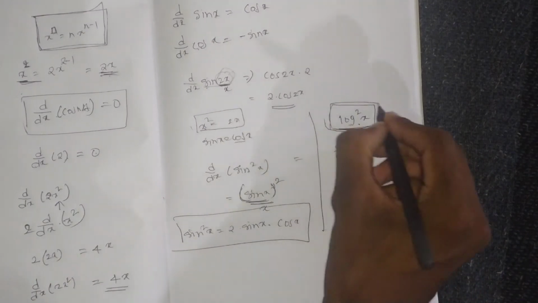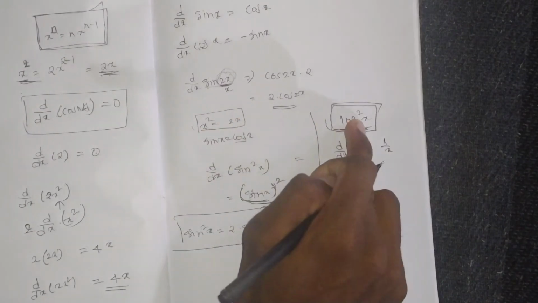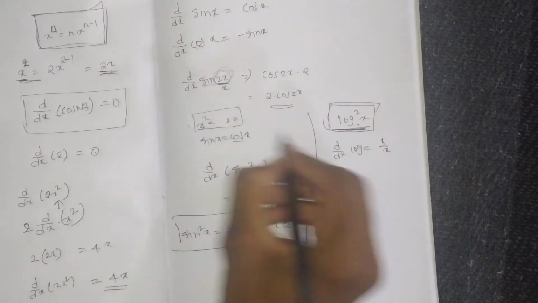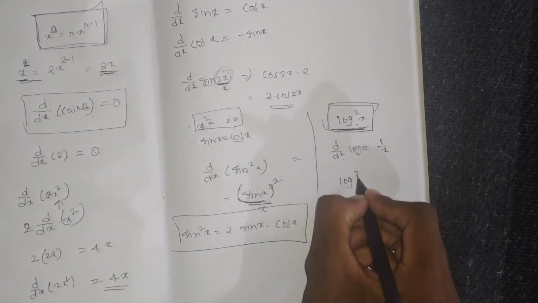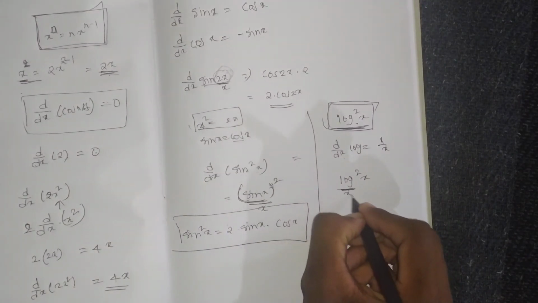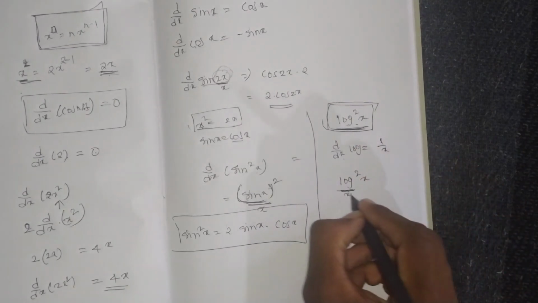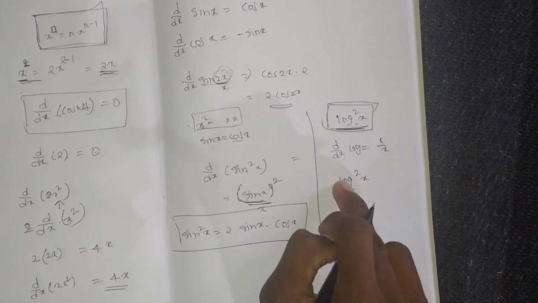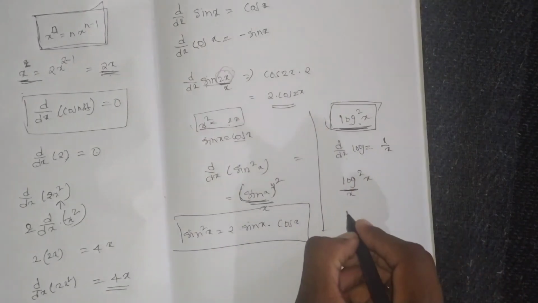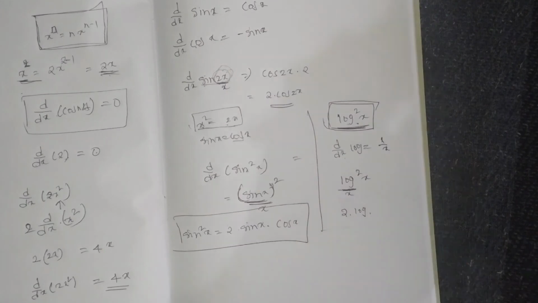In order to find the differentiation of log square x, if you observe log square x and x square, in the place of x we have log x, so it became log square x. So I am taking log x as x, and log x whole square becomes x square. The differentiation of x square is 2x, so 2 into, in the place of x I have log x, so I am writing log x.